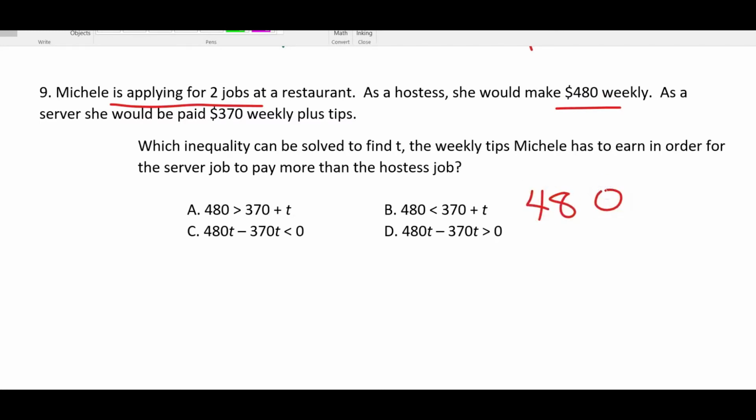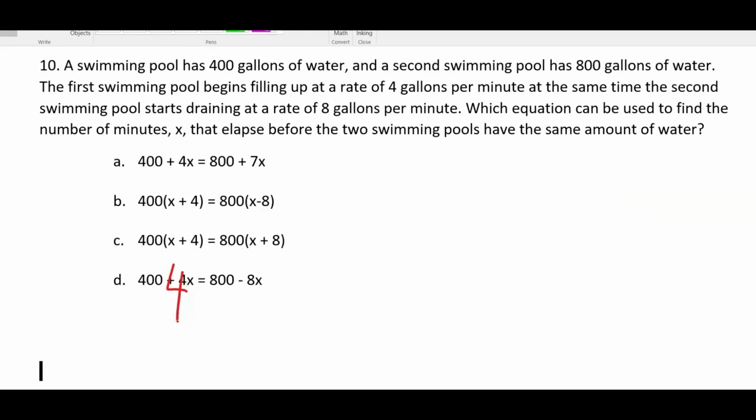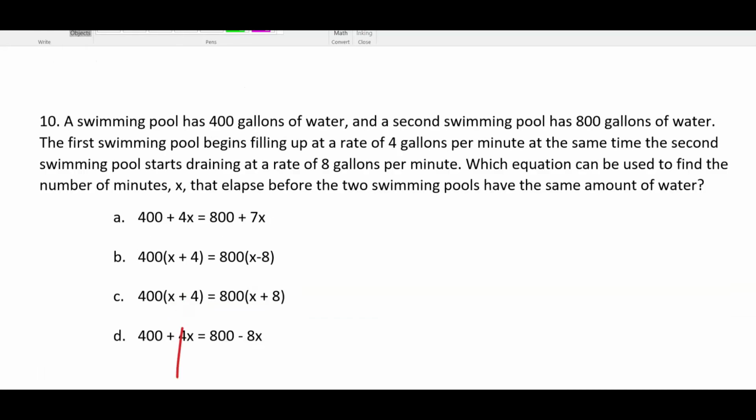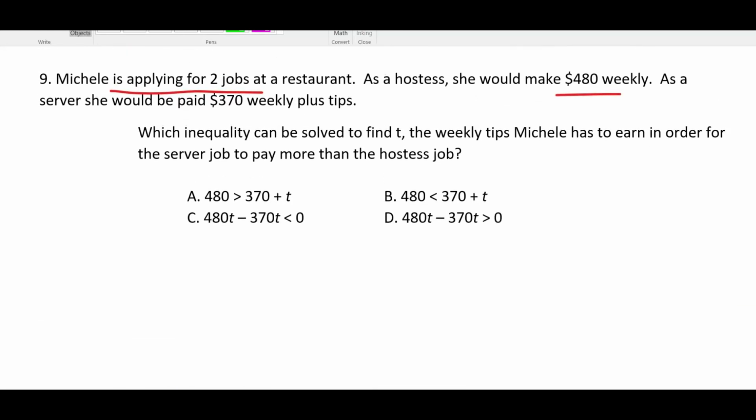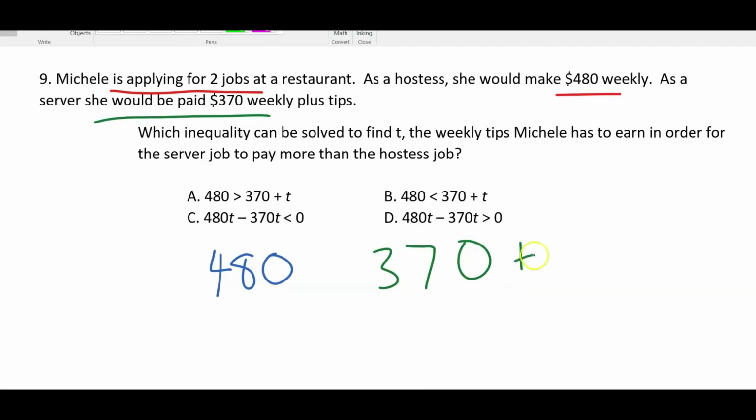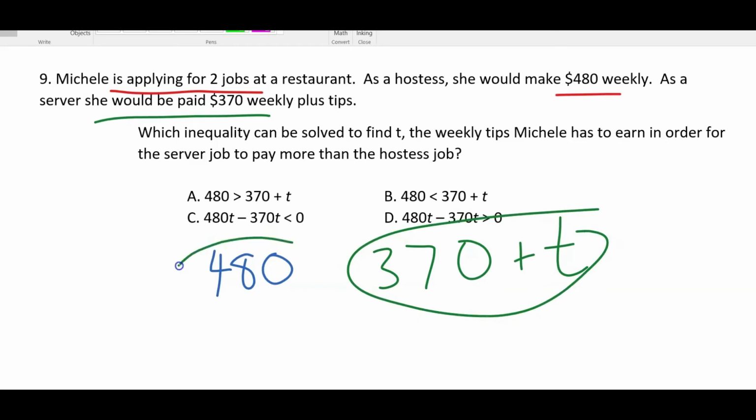Now she's trying to compare that to what she would make as a server. And obviously, when you're signing up for a job, you want to know which one is going to pay more. So she knows she's going to make $480 as a hostess, but she wants to know if she was a server, which is only going to make $370 a week. It makes it less. But she gets to add in whatever she makes in tips. So you've got $370 plus tips. That's one of the jobs, and the other one is just a set $480. That is all that you're going to make at that other job.